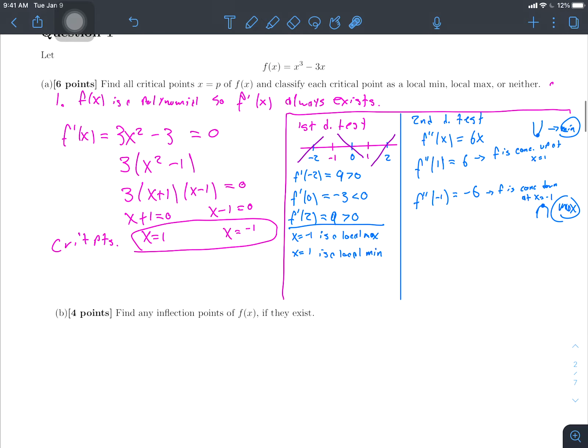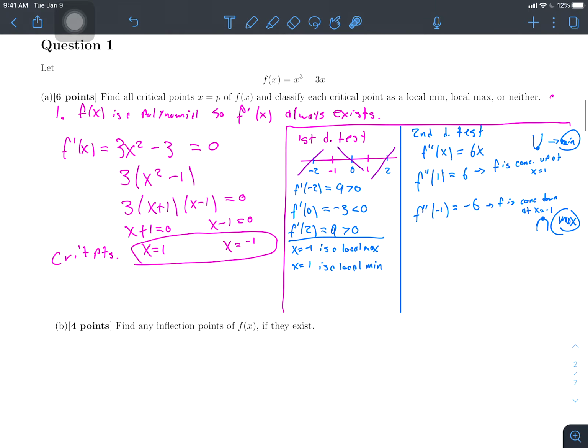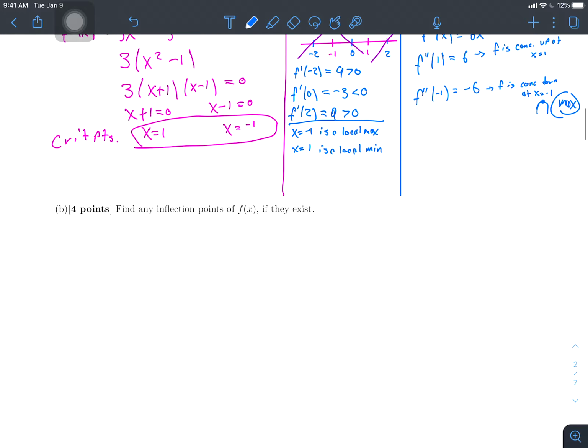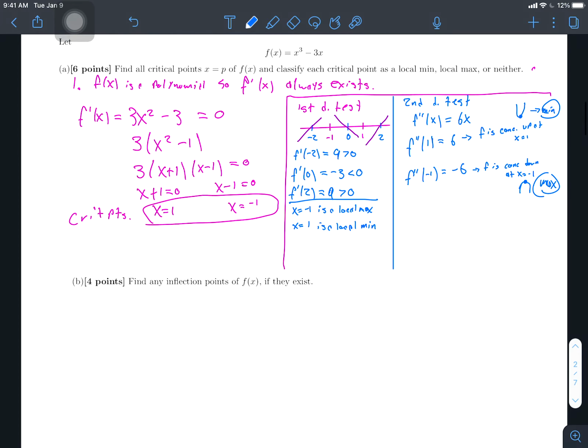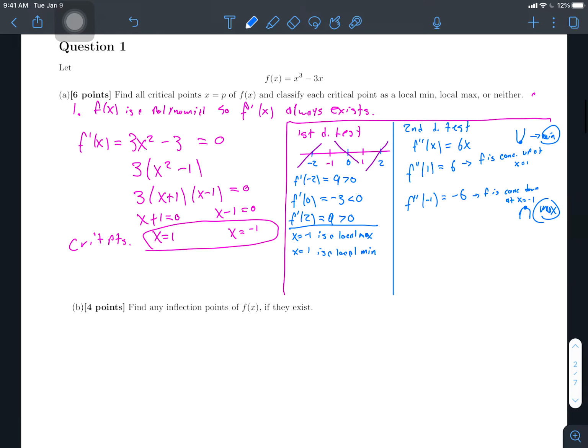Okay, so this is how we find and classify the critical points. So we didn't have any neither. We just had a local max and a local min. Okay, so now we need to find any inflection points of the function if they exist. Now, to remind you, we have an inflection point, okay, when f double prime changes sign.